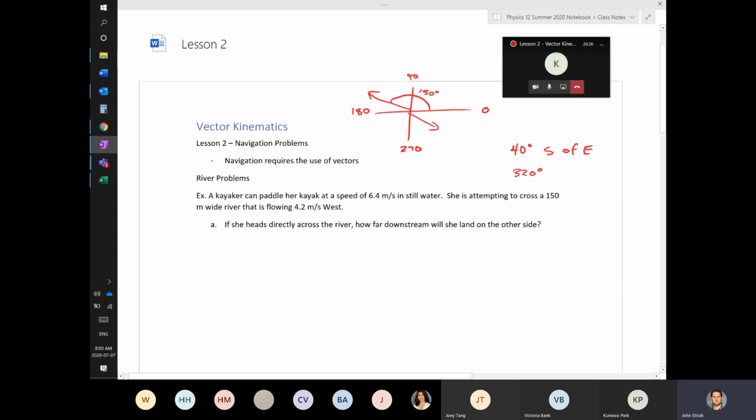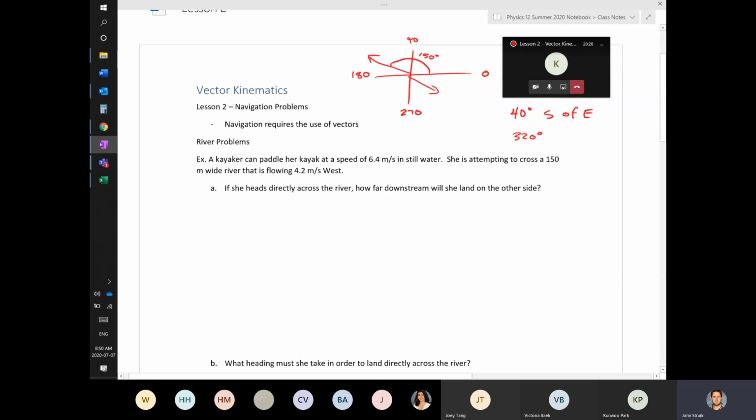Okay, so the first problems are river problems. These are very common in physics. A kayaker can paddle her kayak at a speed of 6.4 meters per second in still water, and she's attempting to cross a 150 meter wide river that's flowing 4.2 meters per second west.